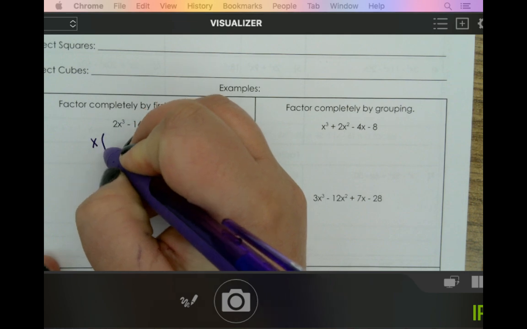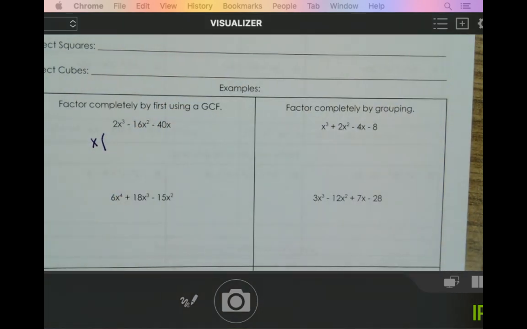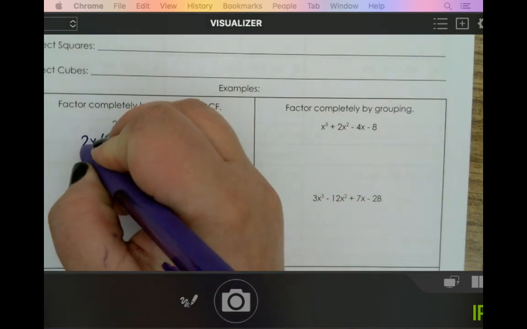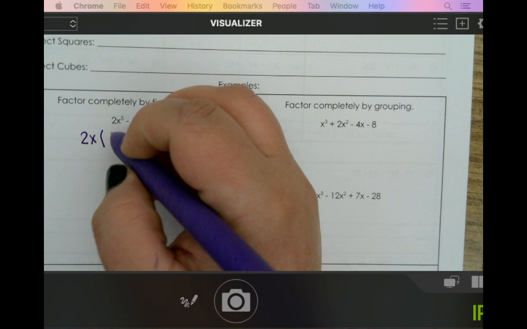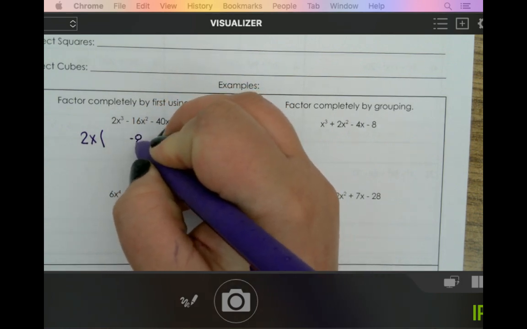Okay, and I'm looking for something that I can divide everything by. And that starts with an X, and then I'm going to look at the numbers as well. 2, 16, and 40. I can divide those all by 2. If you can make the number in front of X squared 1 or just no number at all, try it because that makes factoring 1,000 times easier. Then I'm dividing everything by 2, so that's just going to be 1, -8, -20.